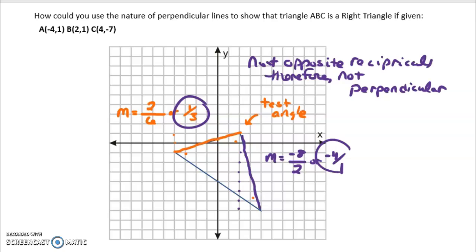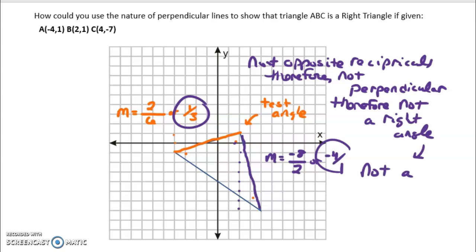And now think about this. Put all this together, make a good argument. They're not opposite reciprocal slopes, so therefore they can't be perpendicular. If they can't be perpendicular, that means this angle cannot be a right angle. And for that matter, therefore, not a right triangle. That's the way you want to think about it, okay? All right, hope that helped.